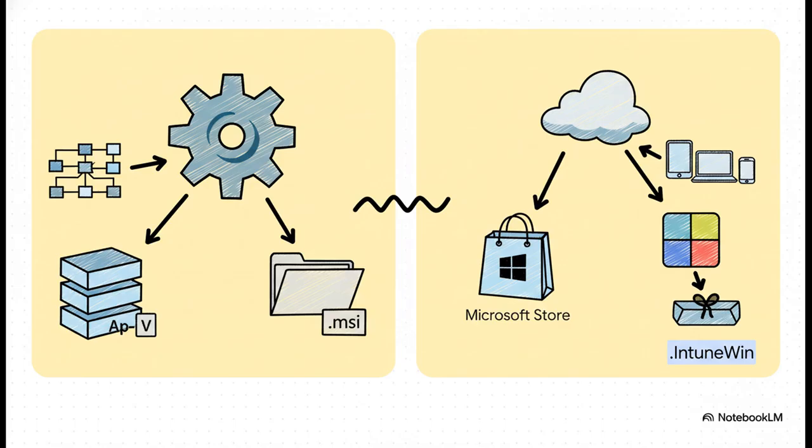Honestly, it boils down to the type of app. Config MGR is your go-to for anything complex. Think tricky MSIs or apps that depend on other apps. And this is critical, it's the only tool of the 3 that can handle App-V. Intune, on the other hand, lives in the cloud. It's amazing for Microsoft Store apps, M365, and those modern .intunewin packages.